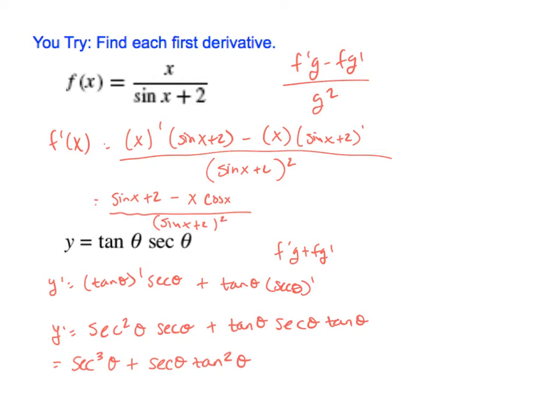So the first one, you should have (sin x + 2 - x cos x) divided by (sin x + 2) squared. And the second one, you should be able to simplify to secant cubed theta plus secant theta tan squared theta.